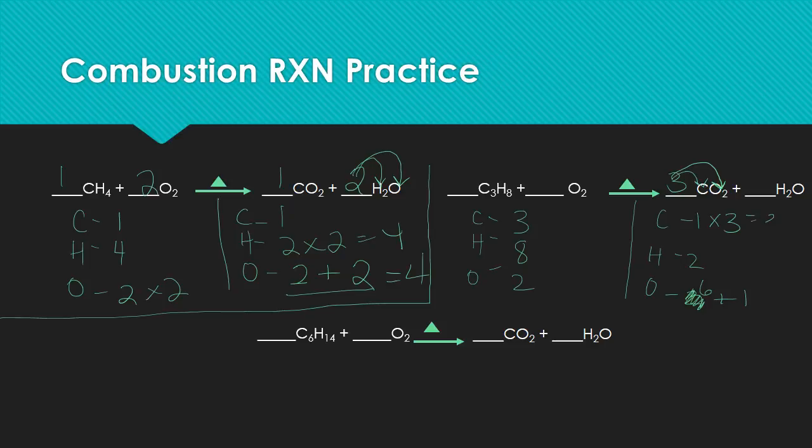Alright, so now I balance my hydrogens. I have 8 and 2. I need to multiply this by 4. So 4 times 2 is 8. I also have to multiply this oxygen. 4 times 1 is 4.